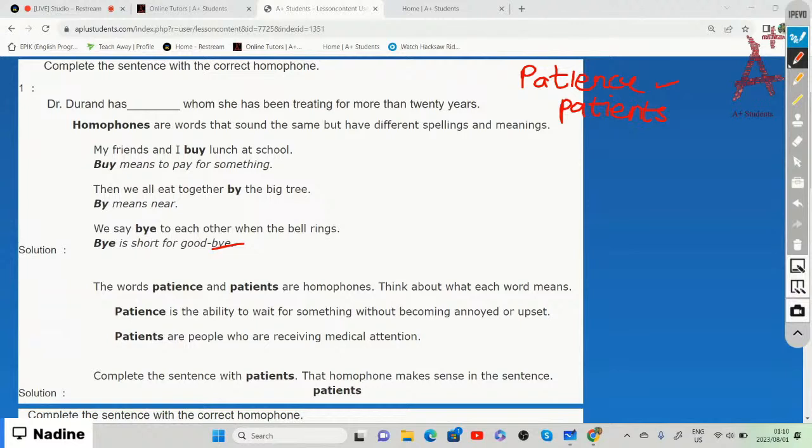Then we have another word, patients, right? Patients are people who are receiving medical attention. So if we were to choose the word with the correct meaning that matches the sentence, Dr. Duran has patients whom she has been treating for more than 20 years, then we are going to choose the word patients. Patients are people who are receiving medical attention, and who is giving the medical attention? The doctor, Dr. Duran. And she's been giving them the medical attention for more than 20 years. Not necessarily the same patient, but patients.